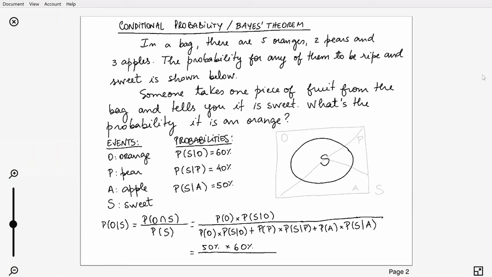And then below, 50% times 60% again, plus probability of being a pear. We know that there are 2 pears, so 20% times probability of being sweet is 40%, plus last probability of being an apple, 30% times 50%.